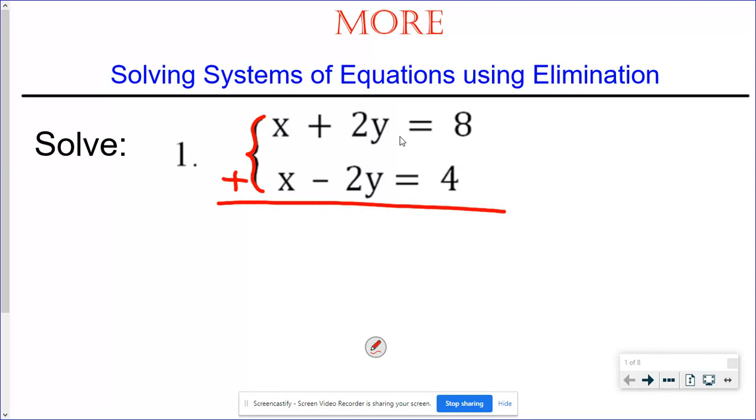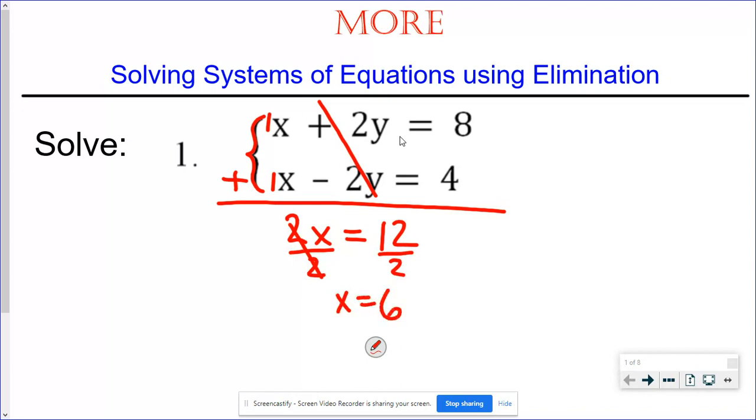So we said that the positive 2y and the negative 2y are going to cancel. This is a 1x, this is a 1x, that gives me 2x. And when I add the 8 plus 4, I get 12. So dividing here, I get that x is 6. And remember, you can't stop there. That's not your final answer. I still have to figure out what the y is.